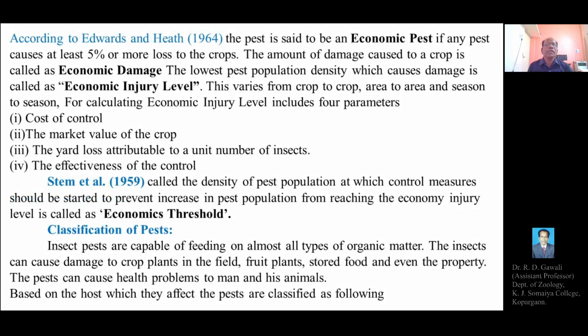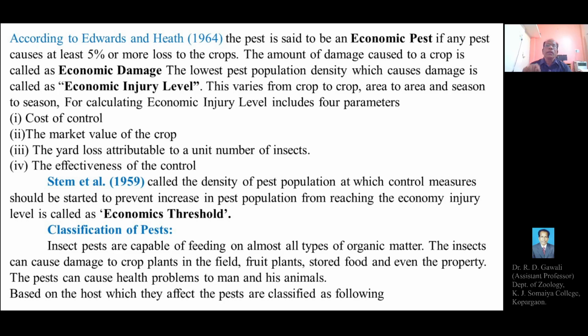According to Edwards and Heath in 1964, a pest is said to be an economic pest if it causes at least 5% or more loss of the crops. So that is called an economic pest.